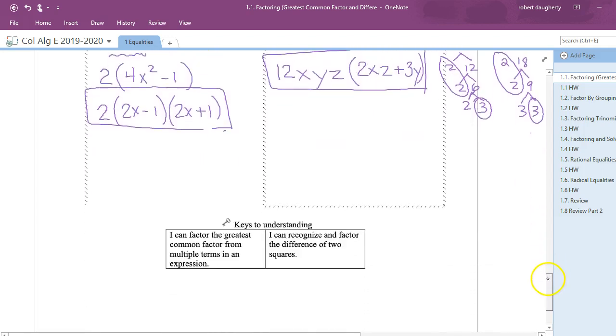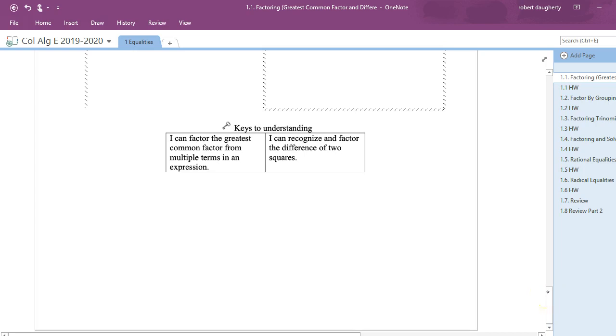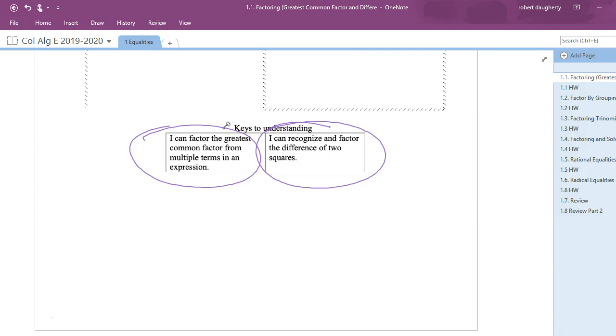Common factor of the numbers and then of the variables. So in this section, you need to be able to factor the greatest common factor, and you need to be able to recognize the difference of squares. Sometimes you have to use that particular formula twice in one problem, or sometimes a problem requires you to find the greatest common factor, then use the difference of squares. So you will have to use some of these things repetitively. So that's the end of section 1.1.